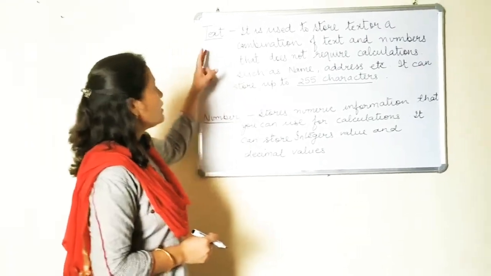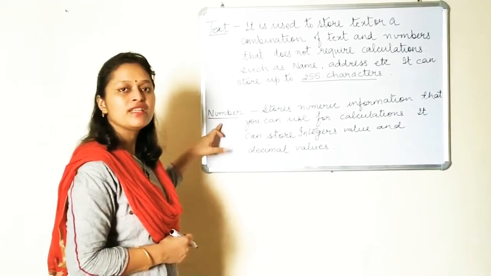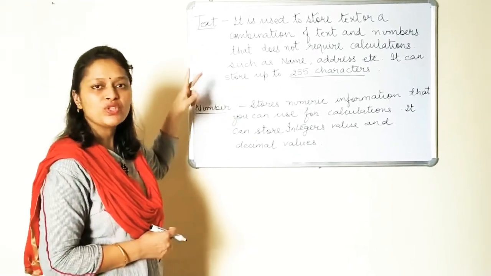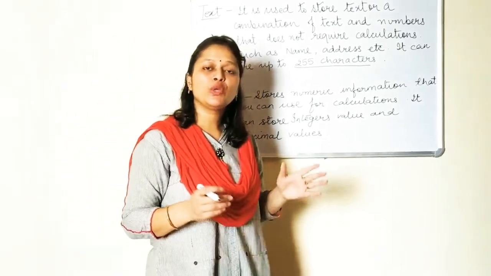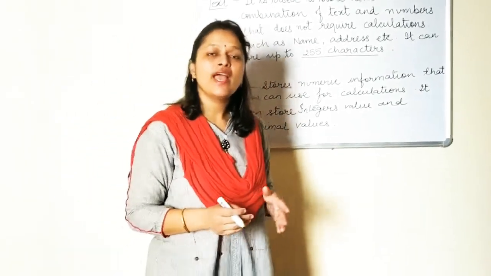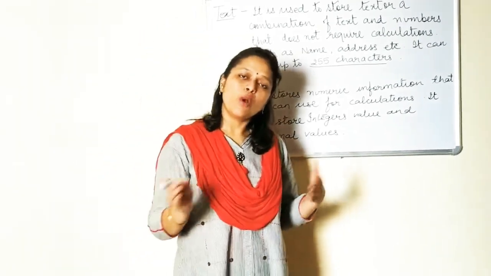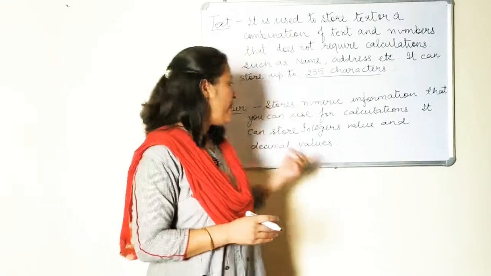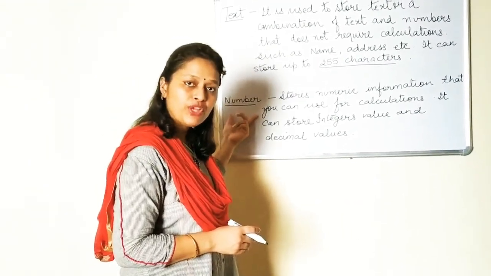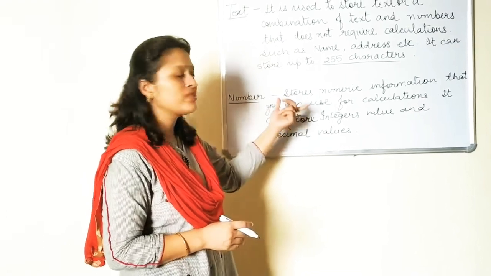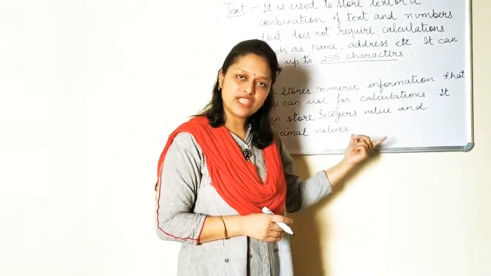So the first we have discussed is text and the second we have discussed is number. Both are just the opposite of each other. In the text data type we do not require any calculations and it stores either text format or a combination of text and numbers. While the number data type is chosen where we want to do some calculations and it stores numeric information. It stores decimals as well as integers.